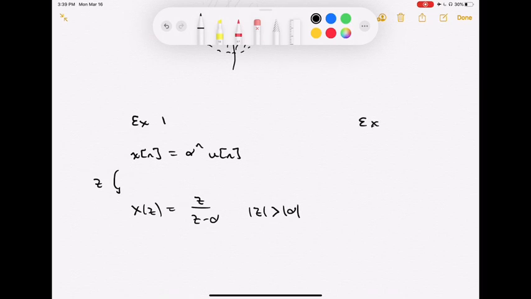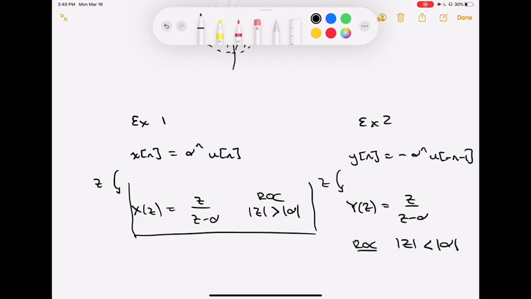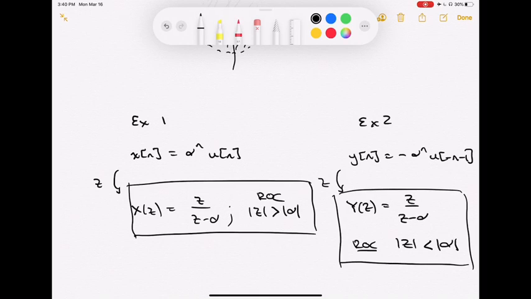My example 2 was y of n equal to minus alpha to the n u of minus n minus 1. And when we z-transformed that guy, we ended up getting my Y of z being equal to z by z minus alpha. And the region of convergence here was norm z less than norm alpha. I'll add that extra notation over on this other side. So this first one, a complete z-transform solution, would have both the X of z part and the region of convergence part. Same sort of thing for my y: I have the Y of z part and also my region of convergence part.